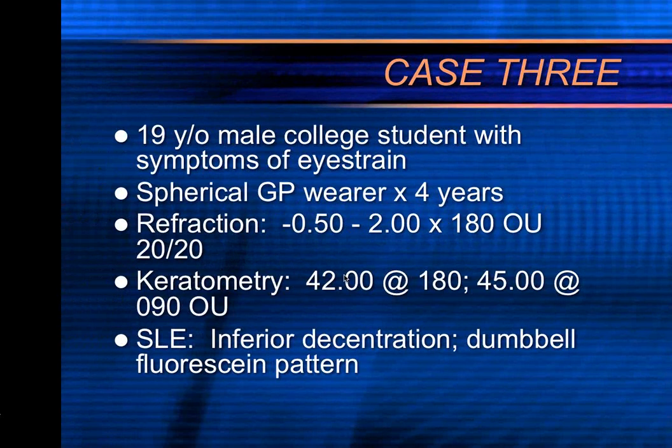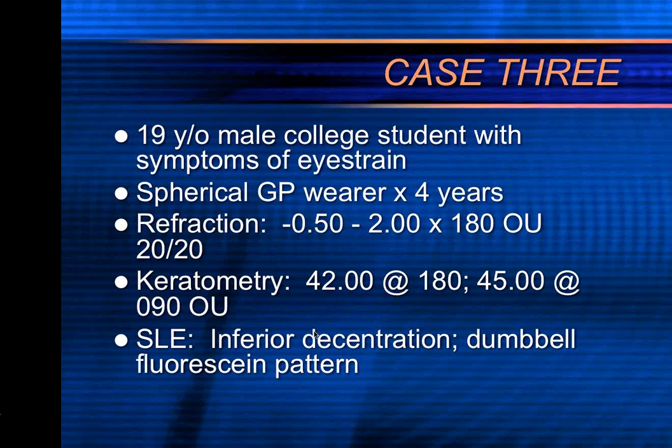So our final case, 19-year-old male college student with symptoms of eye strain, spherical GP wear times 4 years, minus 0.50, minus 2 times 180 for the refraction, 3 diopters of corneal cyl. Again, you can look at this case and go, we could go soft toric with him, and I imagine a lot of practitioners do. But again, there's a low spherical refractive value, so if the lens rotates, so goes his vision.